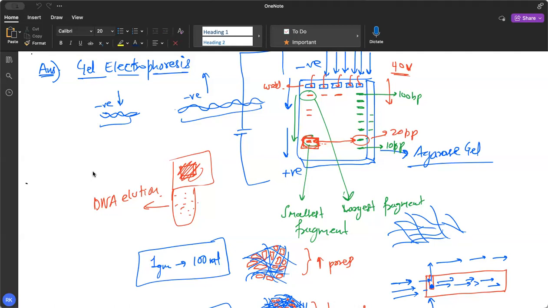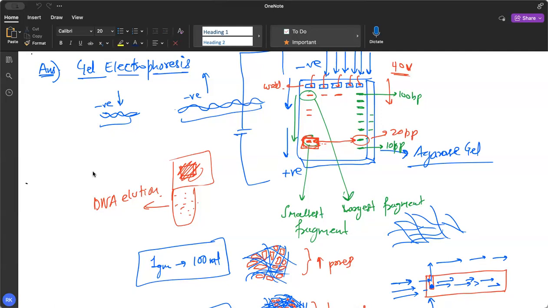So DNA, as a molecule, is negatively charged, right? So when we apply an electromotive force, what happens? Due to the charge, if there is a potential difference, which means there is a positive terminal and a negative terminal, then DNA being negatively charged will be repelled from the negatively charged terminal and will be attracted towards the positively charged terminal, right? This is the first thing.